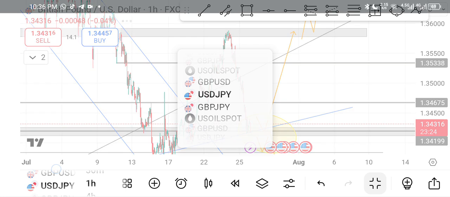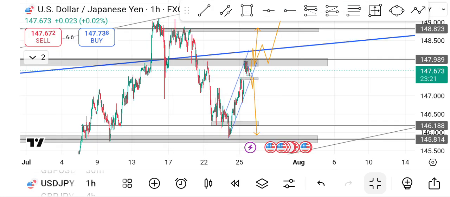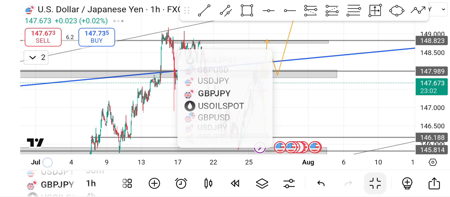So I think if USDJPY is going to go up, GBP is going to go down. Those pairs correlate negatively, right? They correlate negatively, so if one goes up, the other is going to come down. That's exactly what I'm going to be looking for on these four pairs.